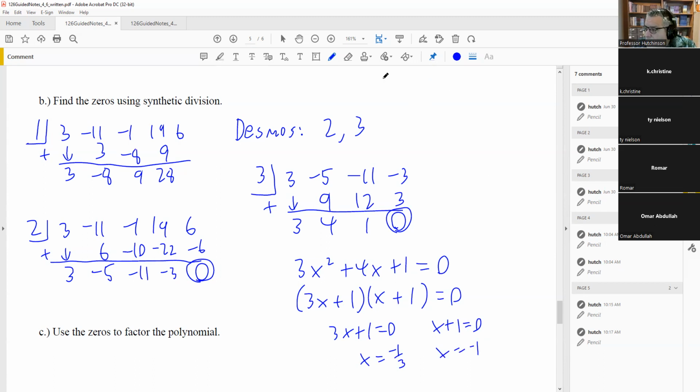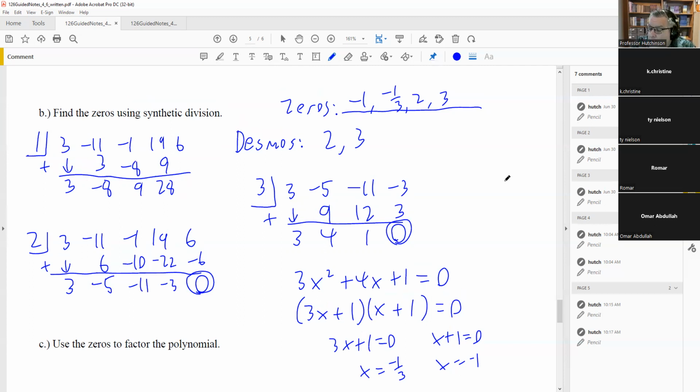So for this, if I want to write the zeros, this is what I would put on my answers. I just put negative 1, negative 1/3, the negatives, and then 2 and 3. And if you look at the graph that we did on Desmos, that's exactly where the graph crosses the x-axis. It crosses at these.